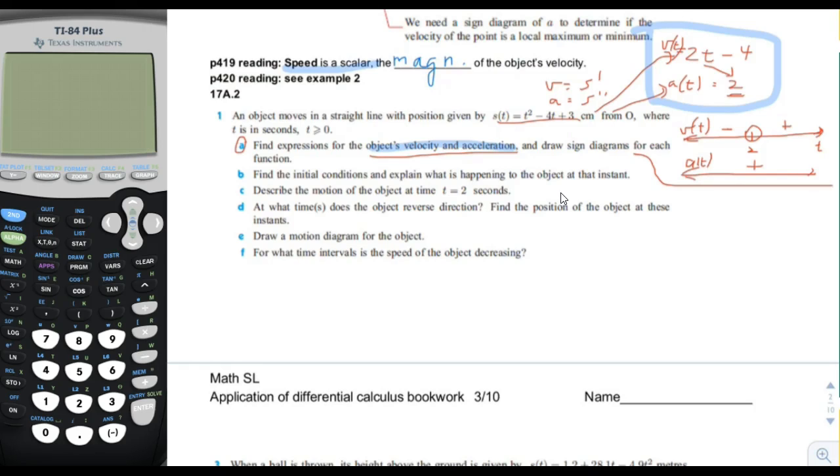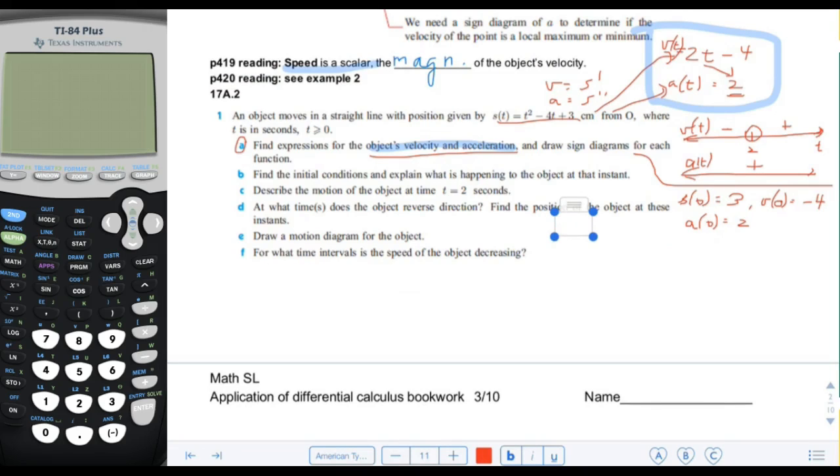What about B? Find the initial conditions and explain what is happening to the object at that instant. So the initial conditions would be putting t equals 0 into each function. For example, s of 0 is equal to 0 minus 0 plus 3, so it would be 3. And v of 0 would be 0 minus 4, so negative 4. And a of 0 would be equal to 2, as always.